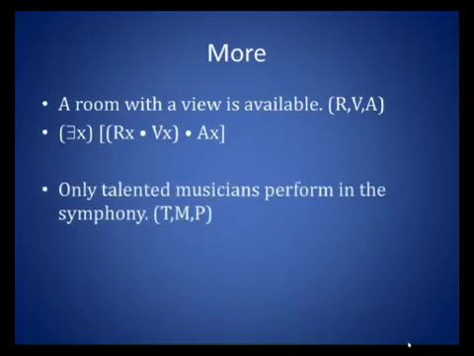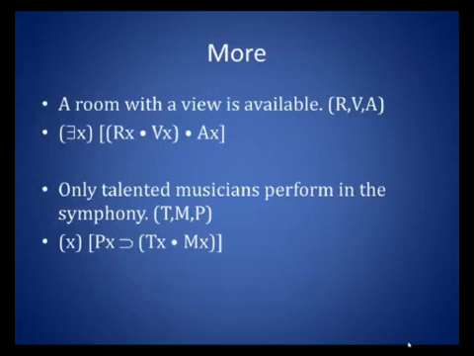How about another one? Only talented musicians perform in the symphony. Now recognize the word only is in there. What does this mean? Exactly, it's an exclusive proposition. So the first part will be moved to the consequent, and the second part will become our antecedent. For all X, if X performs in the symphony, then X is talented and X is a musician. That's exactly what's being said here.